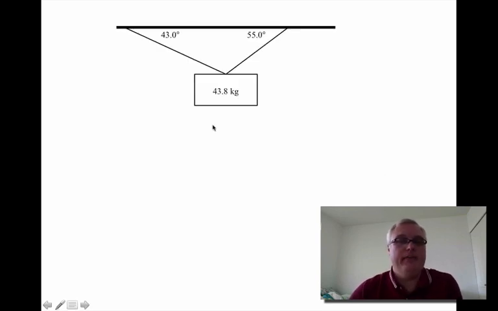We have a mass of 43.8 kilograms. It's suspended by two wires. So the mass obviously has weight, so there is a force of gravity acting downwards, Fg, and that force of gravity is being supported by two tension forces, so Ft1 over here and Ft2 on this side. And the obvious question is, what is the magnitude of those two tension forces?